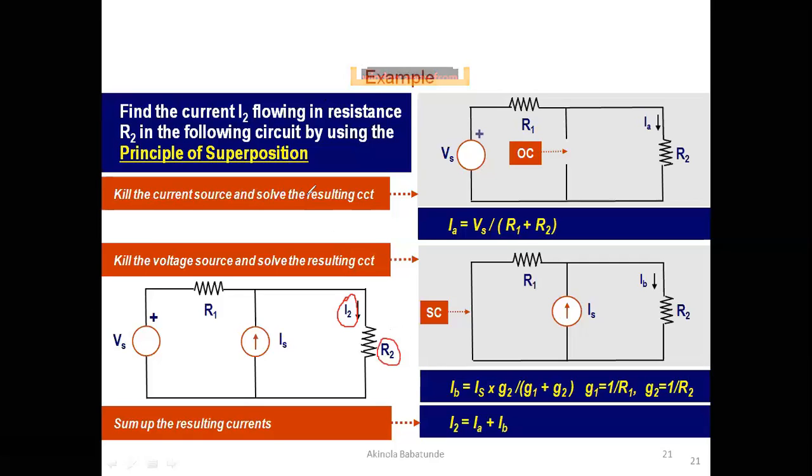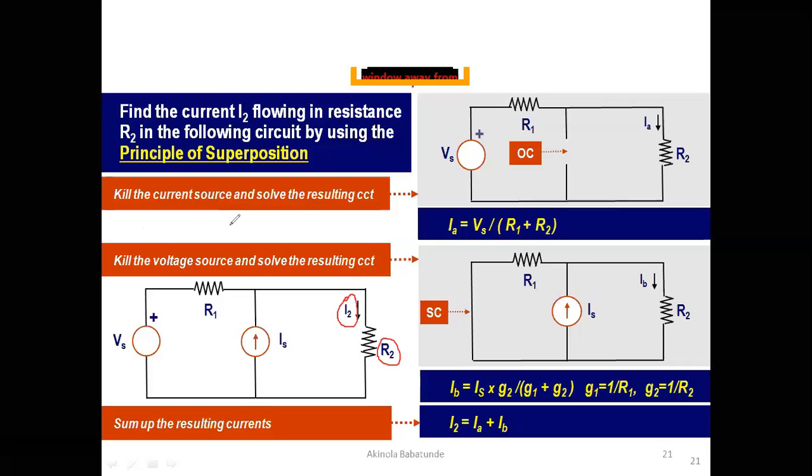So kill the current source and solve the circuit. That's the first thing we're going to do. And when that is done, we'll replace the source we killed, and then you kill the voltage source, and then find the resulting circuit, and then, of course, the resulting equation. Whatever we obtain, we'll sum them together, and we'll get our total answer.